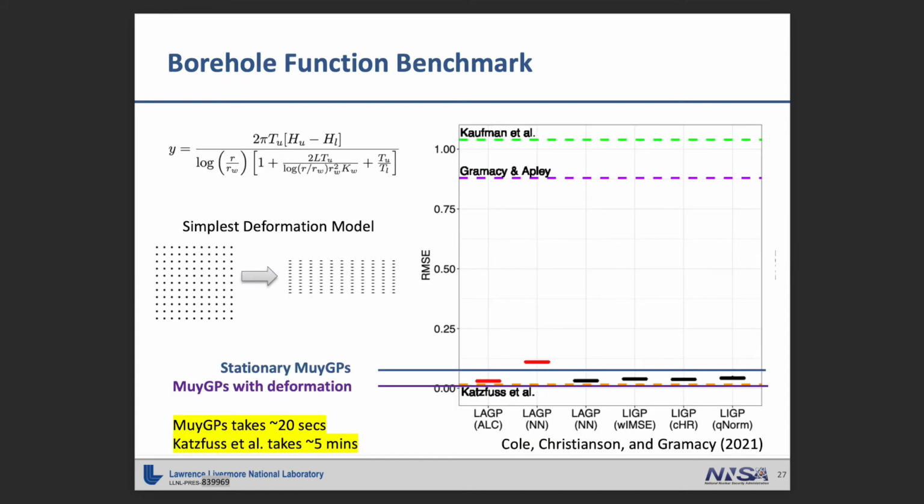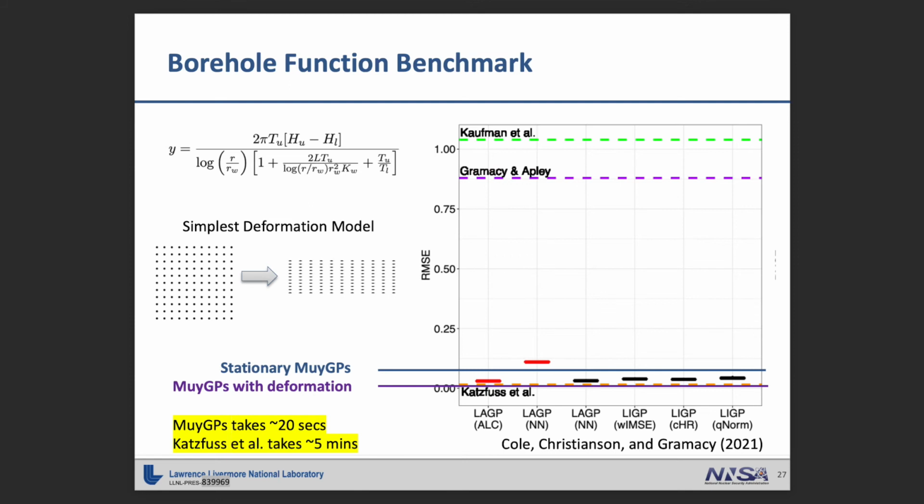The last example benchmark I want to show you is based on another famous benchmark known as the borehole function. The general idea here is that it's a little bit higher dimensional than the previous benchmark problem, but it's also anisotropic, where you need to do some sort of deformation in order for the stationary Gaussian process model to be a good assumption. This has been used for quite some time.